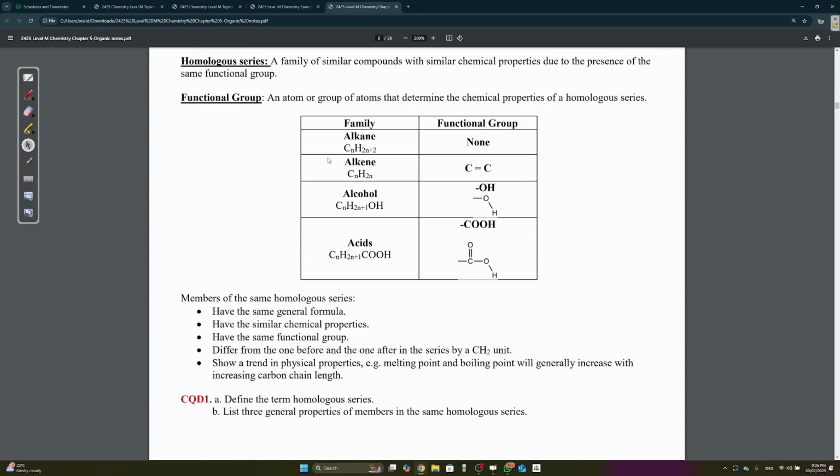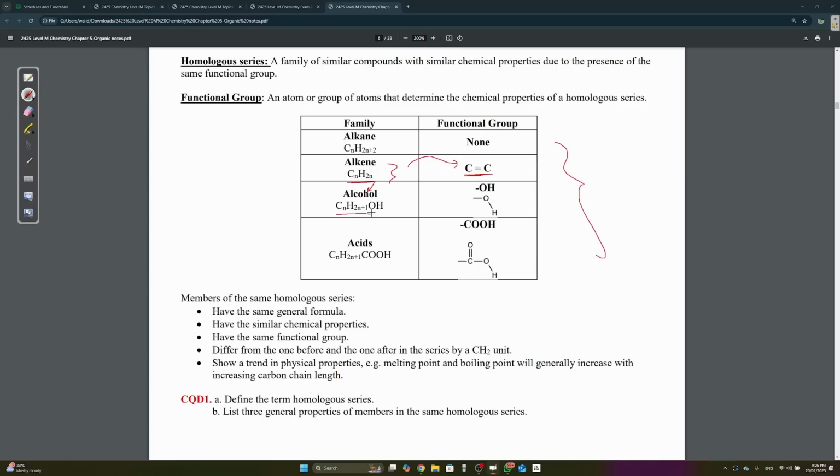Homologous series. We know what it is. You need to know this, right? Alkanes, CnH2n plus 2. No functional group. That's why alkanes are mostly unreactive. You need to know alkenes, CnH2n, right? What's the functional group? It should be the carbon double bond.